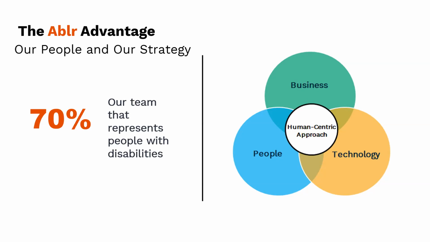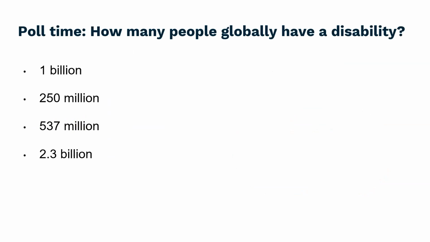Kim, can you hit the next slide, please? So this is poll time, and I'll tell you in advance, this is the first time I'm doing polls, but I love these. We're going to open this up, and the first poll is: how many people across the globe do y'all believe have a disability? And just to make sure we're being accessible here, the options are 1 billion, 250 million, 537 million, or 2.3 billion.